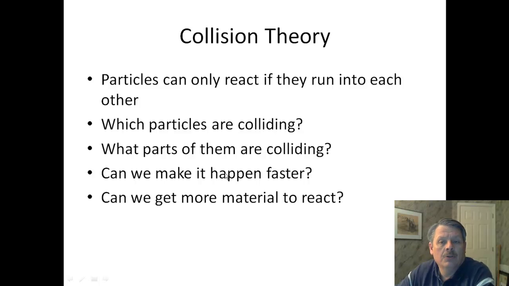And what particles are colliding? We're going to talk about different types of particles and when they're colliding. And what parts of them are colliding? Of course, remember that it's the electrons on the outside. The electrons are the things that are interacting. Can we make them happen faster? Typically, we think about temperature when we think about speed. Remember, this is something that we've talked about before. And can we get more material to react? Well, we've done that with things like stirring things or breaking them down into smaller pieces. So we're going to talk about those.